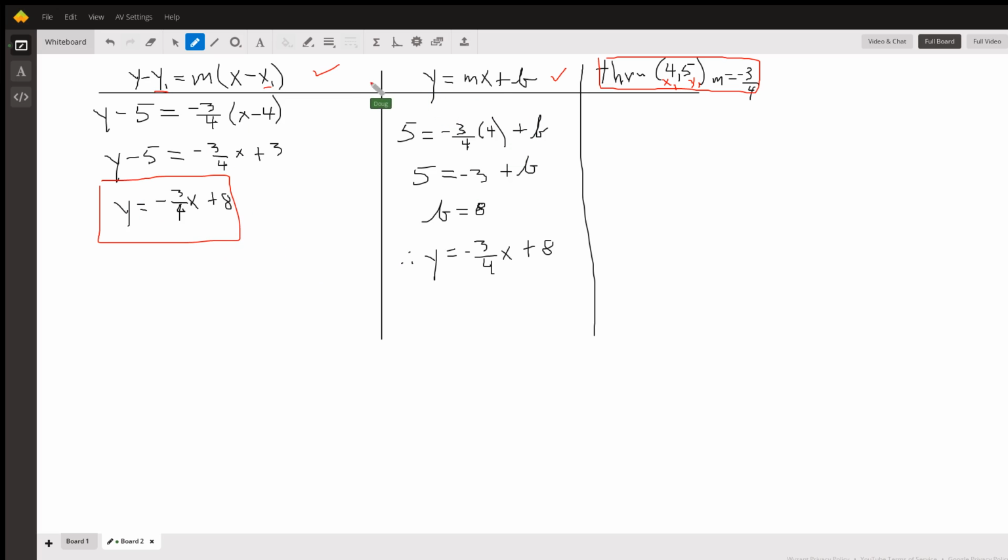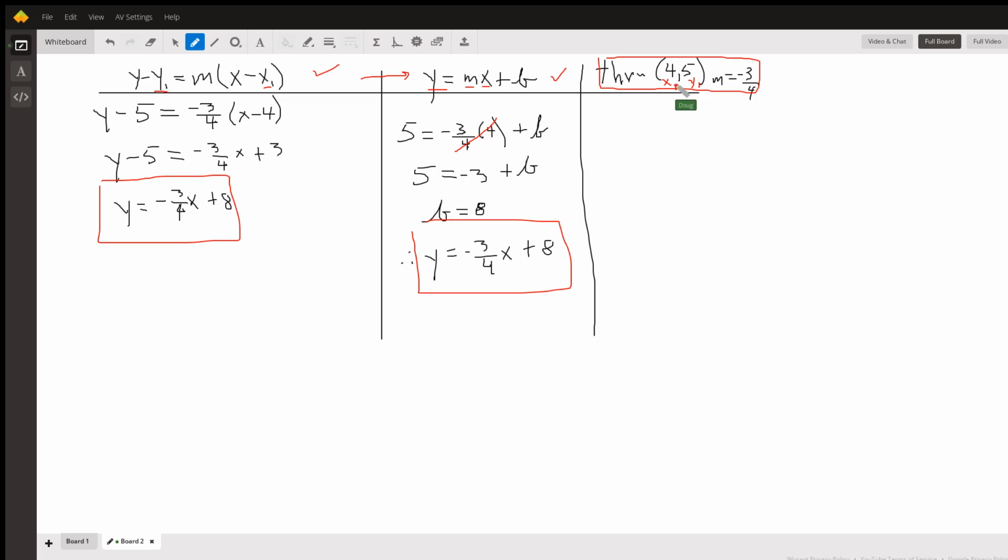We can also start with this form of the formula, and we know x, and we know y, and we know m. If we substitute those values in, we can solve for b. So 5, that's the y coordinate of the point, equals the slope, negative 3/4, times 4, plus b. These 4's cancel out. Solve for b, we get b equals 8. And then the final form is y equals the slope times x plus b, negative 3/4 x plus 8. So that's your answer using either method.